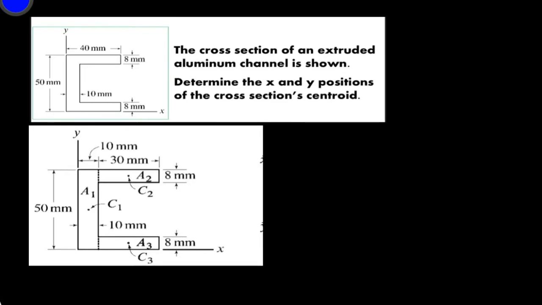Okay, so in this video, you are going to solve this question I have on the screen, which says that the cross section of an extruded aluminum channel is shown. Determine the x and y positions of the cross section's centroid. So you have to determine the x and y position of the cross section's centroid. The centroid will be the position where the area of this figure is evenly distributed. So that's what the centroid will be.